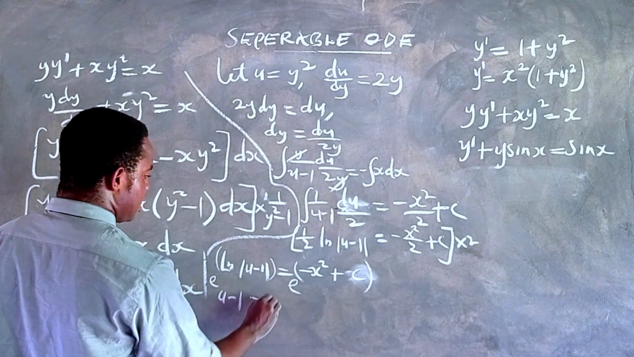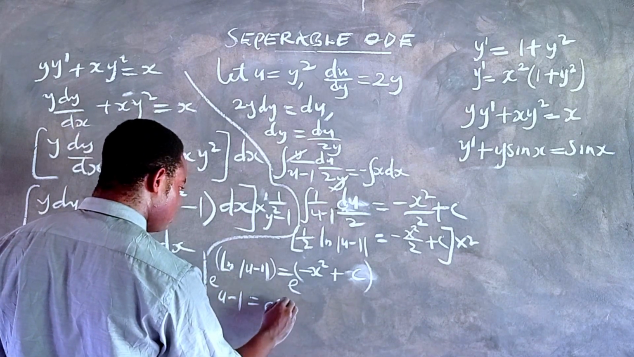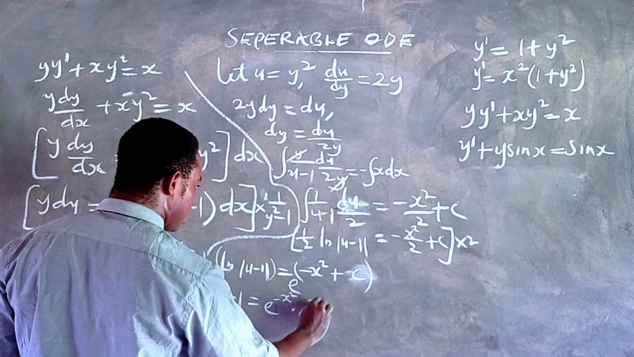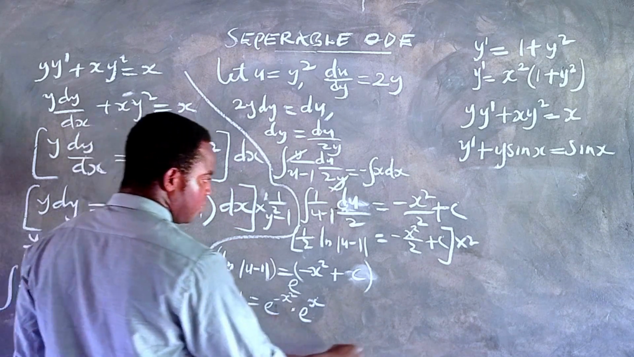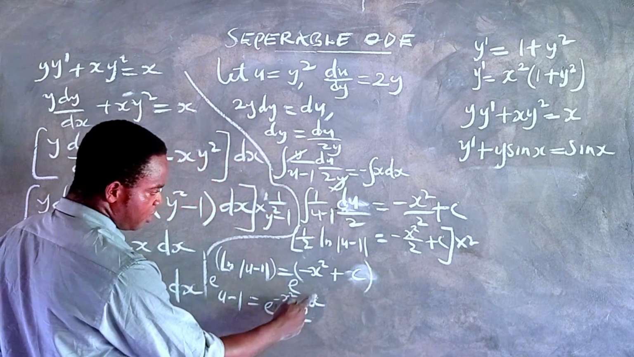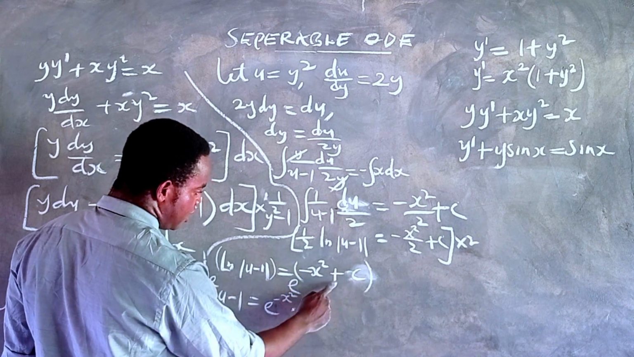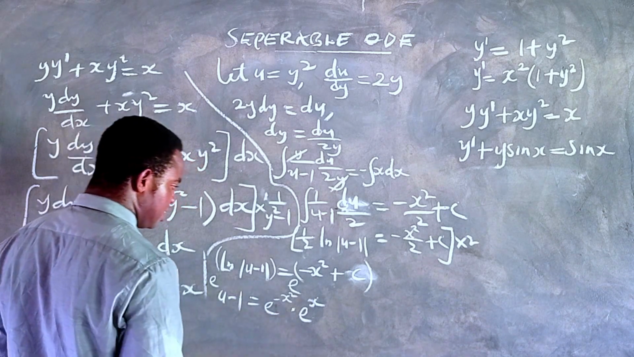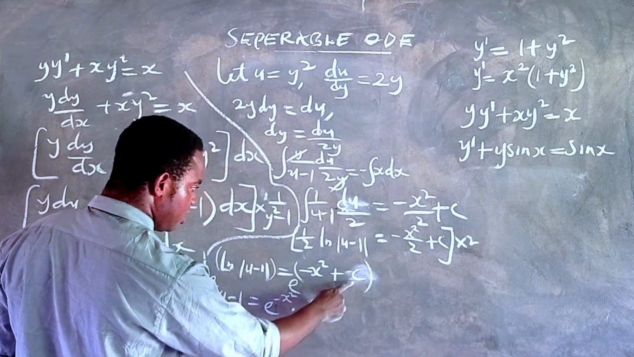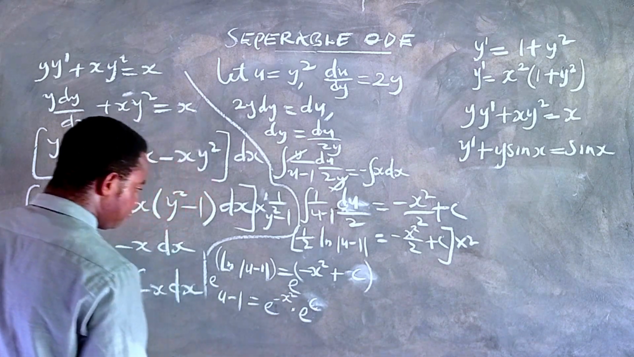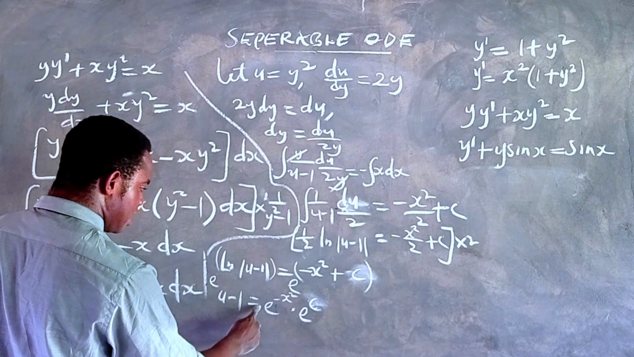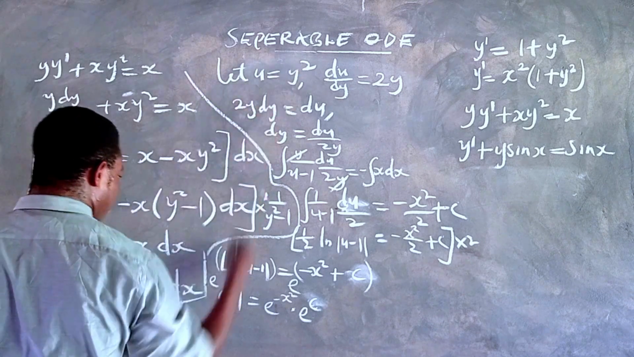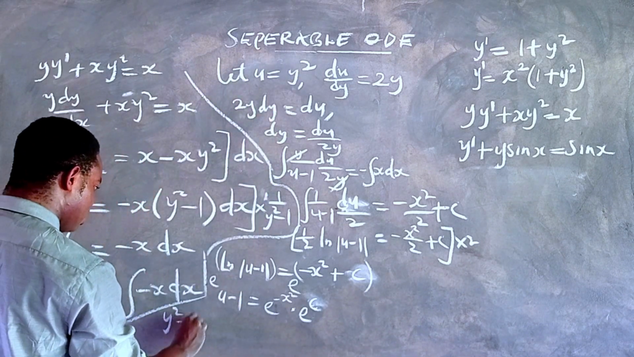So we are left with u minus 1 equals e raised to power negative x raised to power 2 plus c. But instead of writing plus c, I'm going to multiply by e raised to power c. You probably recall from indices that when you have addition of powers of an exponent, you can rewrite it as a product of the separate exponents. Great. So e raised to power c is also a constant, so I'm going to write e raised to power c as c in the next line. And u is equal to y raised to power 2, so it's time we bring that back in.